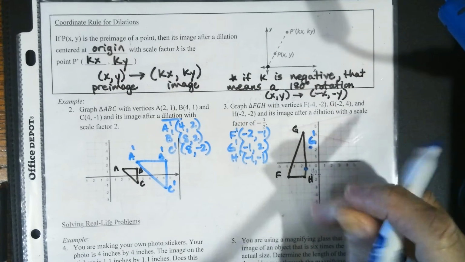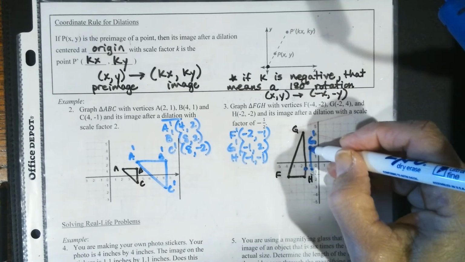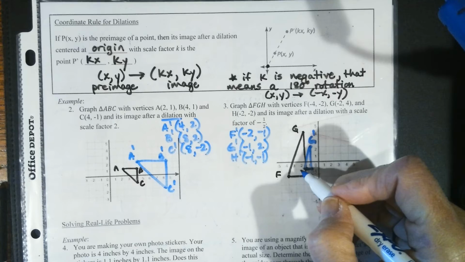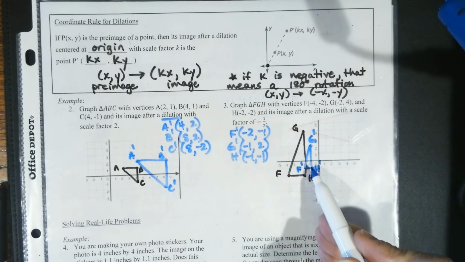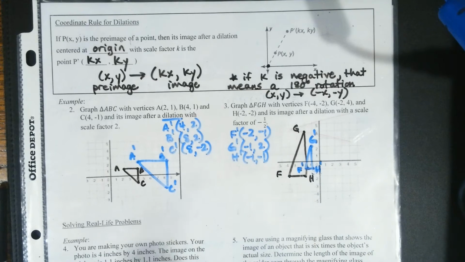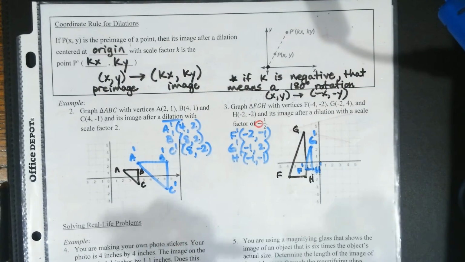Oh, I shouldn't have put that there. And then negative 1 is right there. So there's F prime and H prime. So it's half. That's good. But now we'll do the negative, because, again, that means a rotation. So it's a whole different transformation.